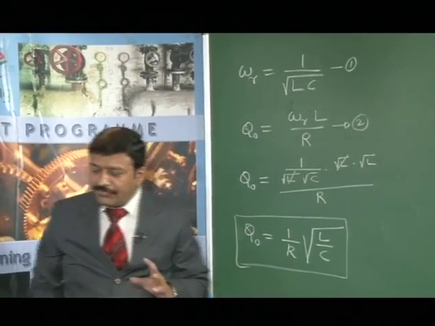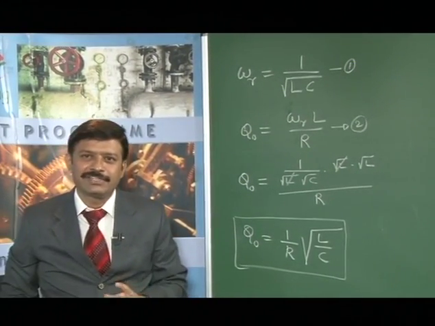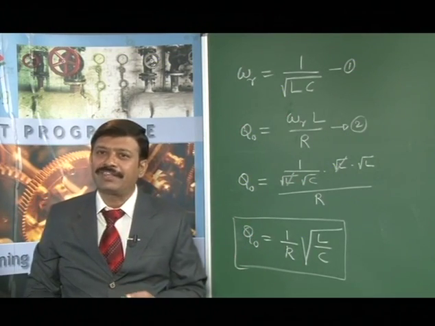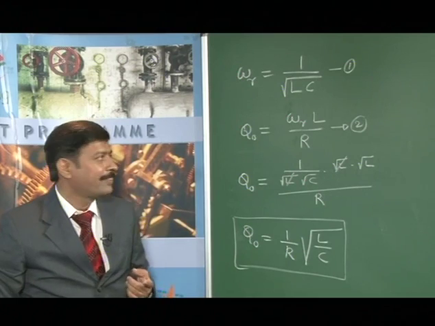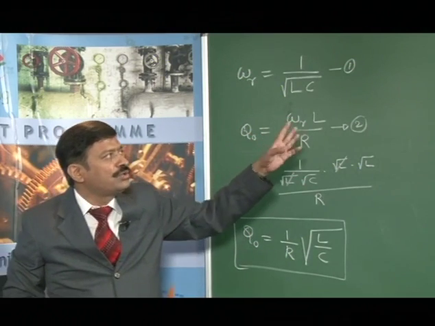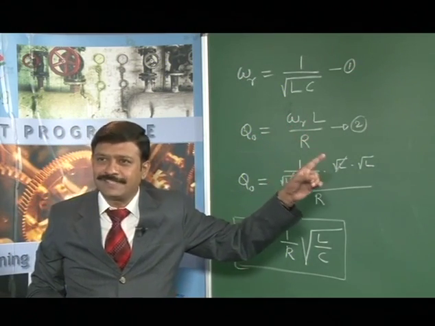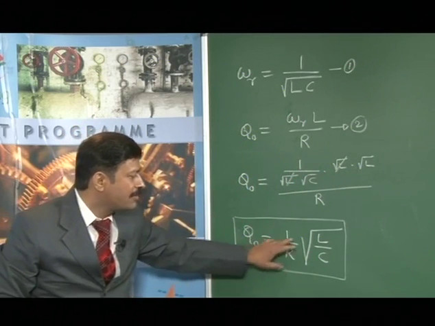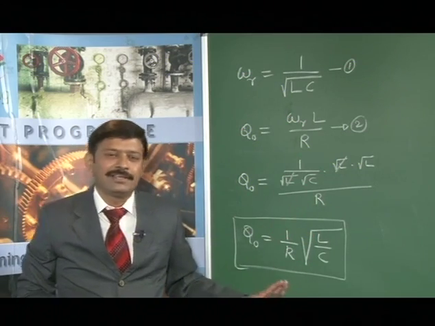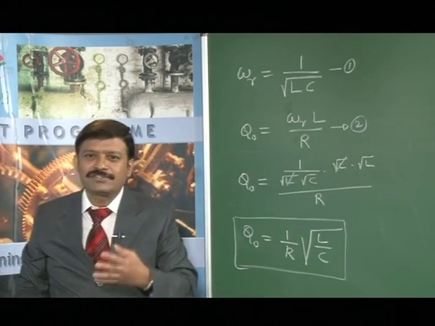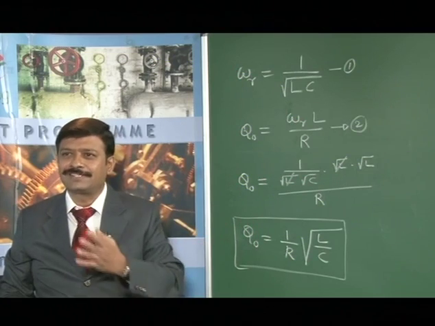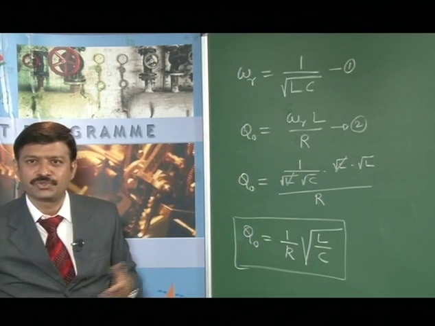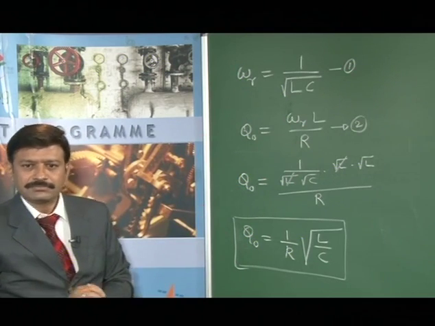Totally, quality factor can be calculated with 3 formulas. One is Q naught equal to omega r L by R. Second expression, Q naught equal to 1 by omega r into RC. And third expression is Q naught equal to 1 by R square root of L by C. Students, you can use any formula, the result will be same. Among the 3, any formula you can use to compute quality factor.